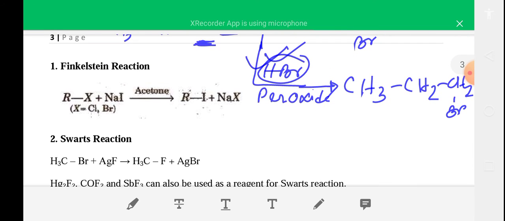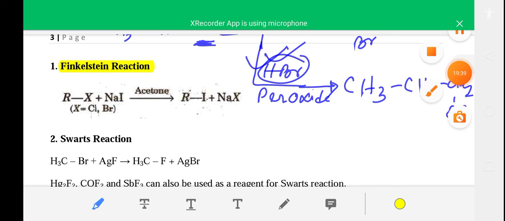Now the next method, Finkelstein reaction. Important reaction. This is the halogen exchange reaction.